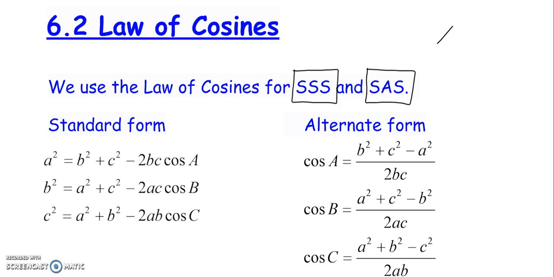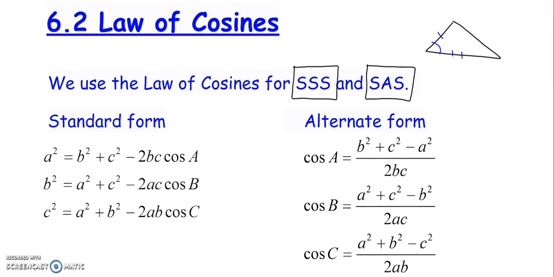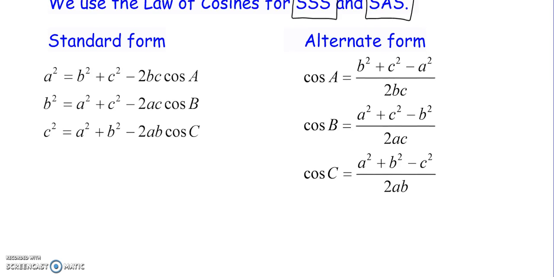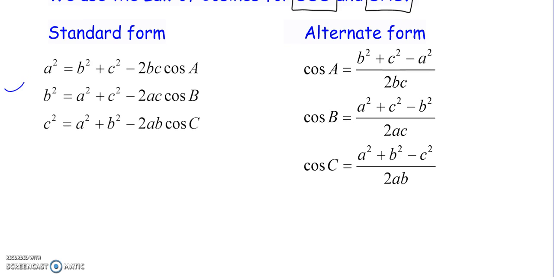So for those of you who want a picture for two sides and the included angle, that's two sides that I might know. That would be the included angle. That's SAS. So if you are given those three pieces of information, you are going to be able to figure out all six pieces of information from this triangle. So here you have, just like the law of sines, three ways to write the law of cosines.